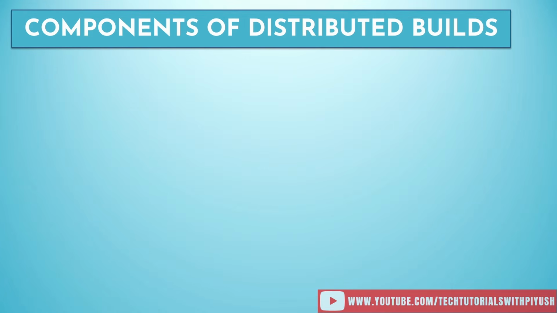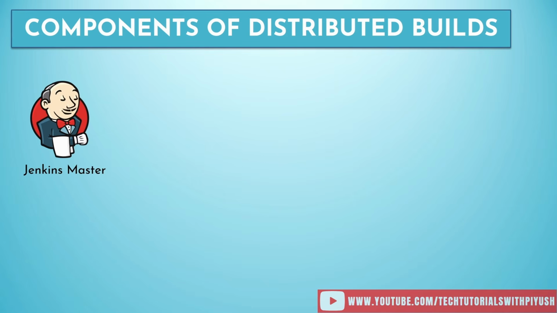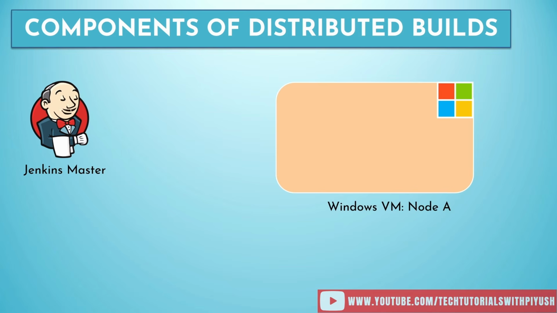Let's have a look at the components of distributed build. So we have a Jenkins master where the actual Jenkins service is running. And then we have a node. Let's say this is hosted on a Windows based virtual machine. So this is the node. When we install the Jenkins agent on the machine to set up the communication with the Jenkins master using a TCP/IP protocol, this particular thread is called the agent, which actually executes the tasks.